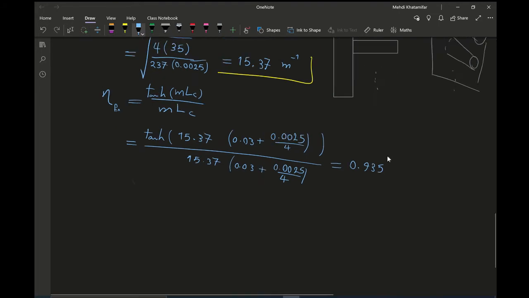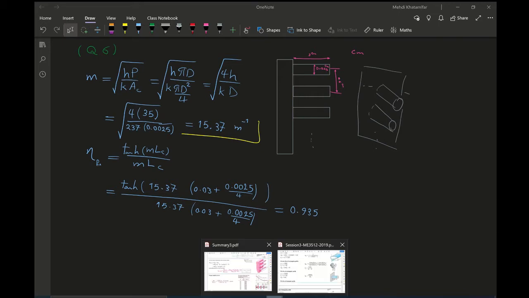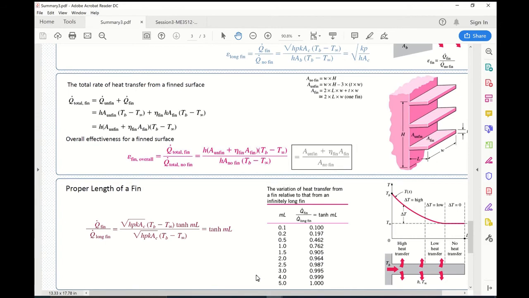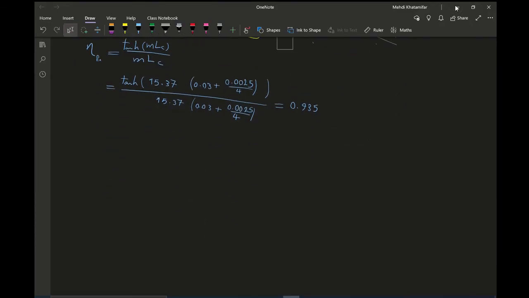Now I need to find how many fins I have, because in the formula, let me go back to the summary page. In the formula, I need fin efficiency, I just found it. I know the fin area, Tb, T infinity, h, all given. The only unknown is the number of fins, because if I have the number of fins, I can multiply it here to get the total heat transfer. So let's see how I can find the number of fins.